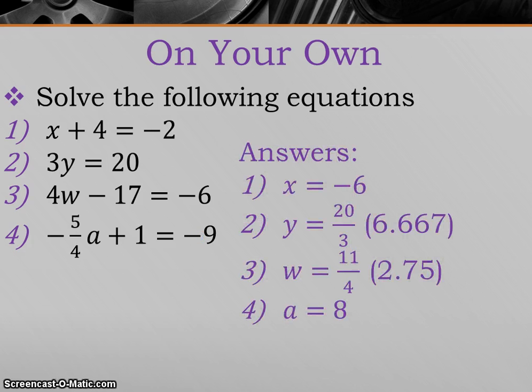Alright, so you should have gotten -6 for the first one, 20 over 3 for the second one. If you wrote it as a decimal, it would be 6.6 repeating. 3w is 11/4, or 2.75, and 4a would be 8.